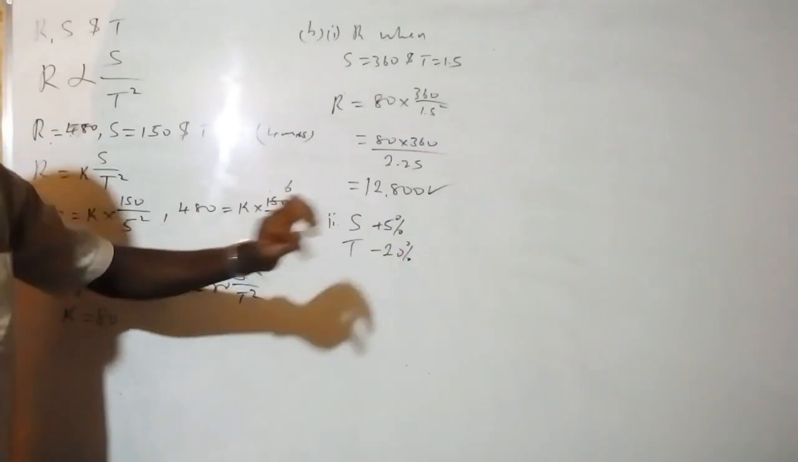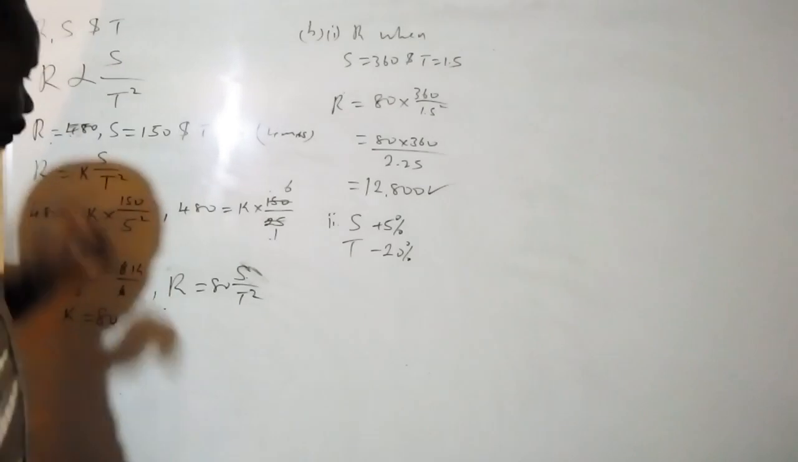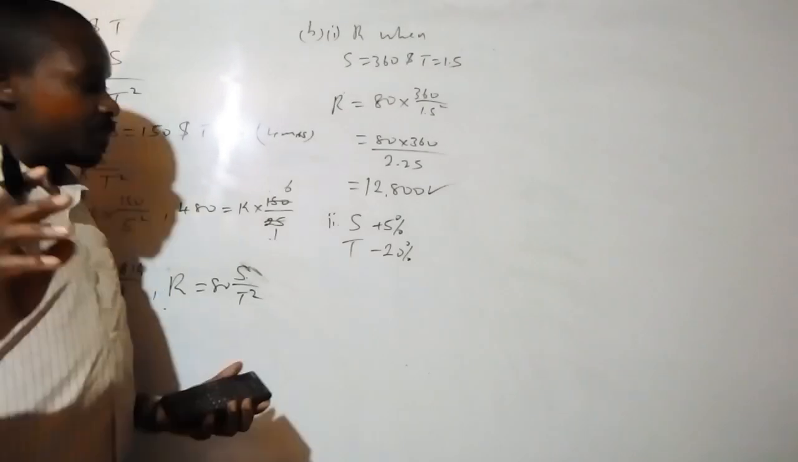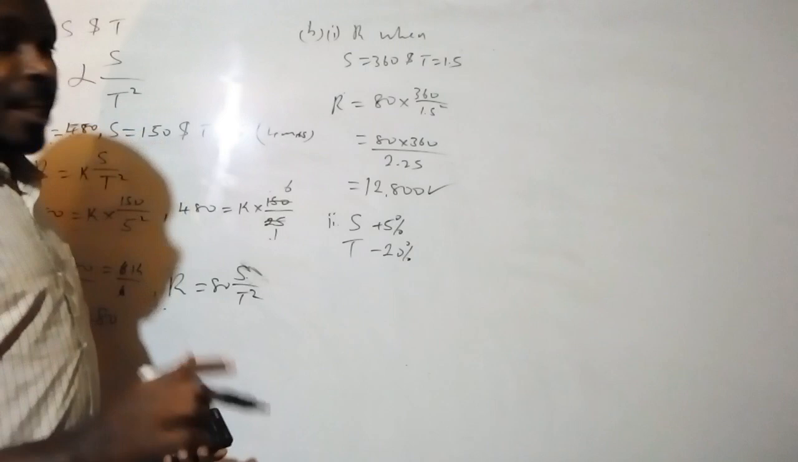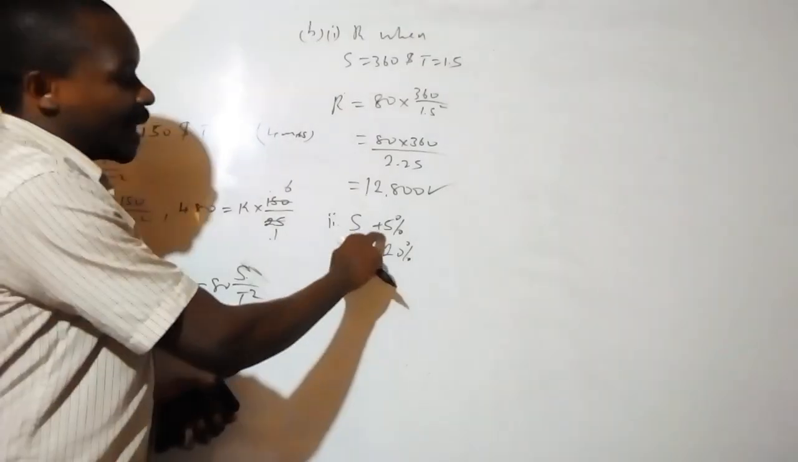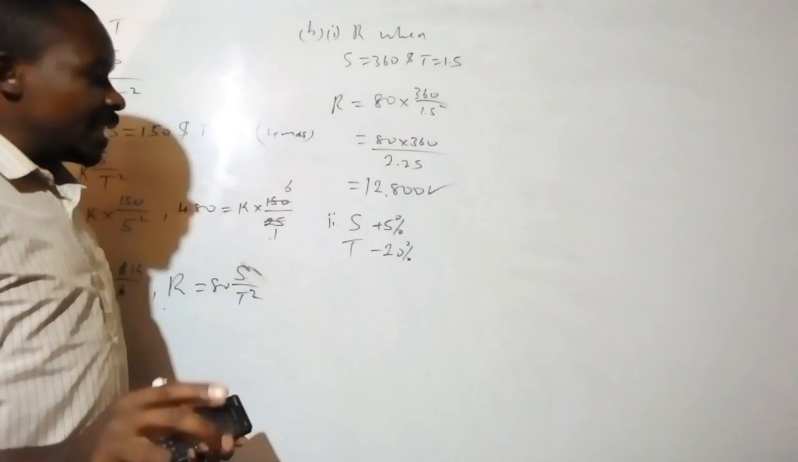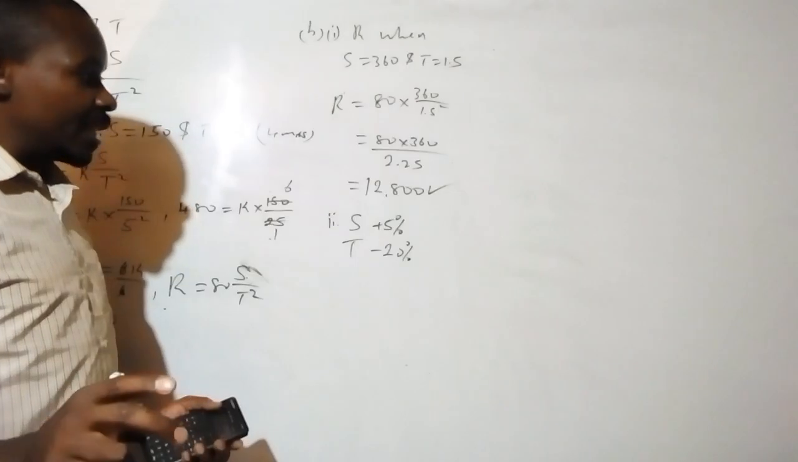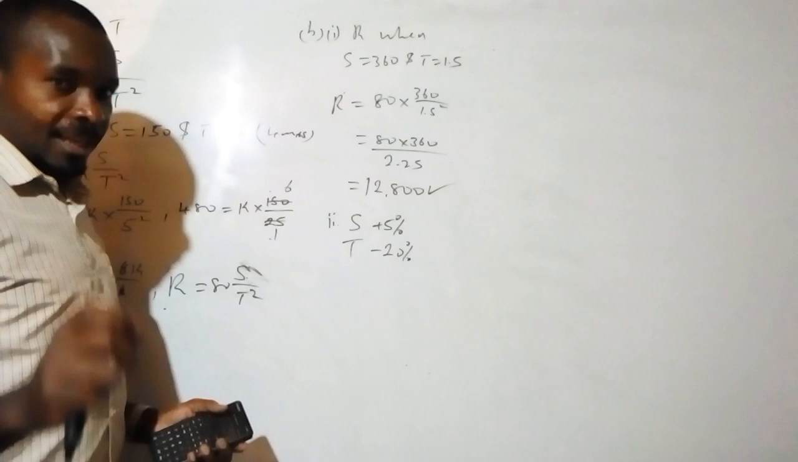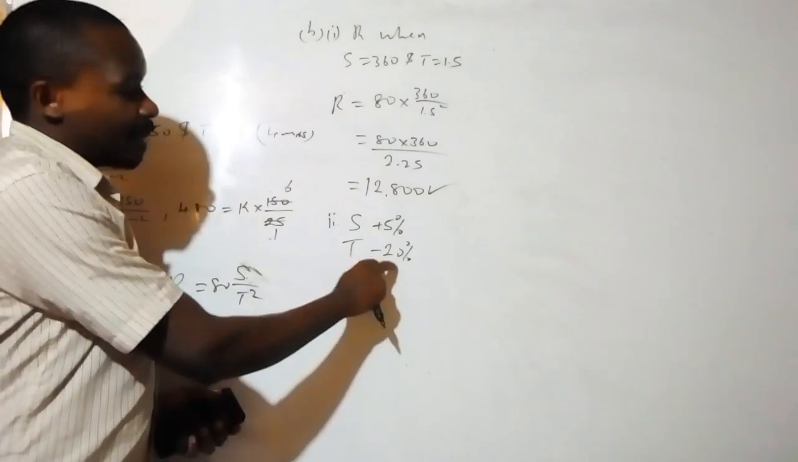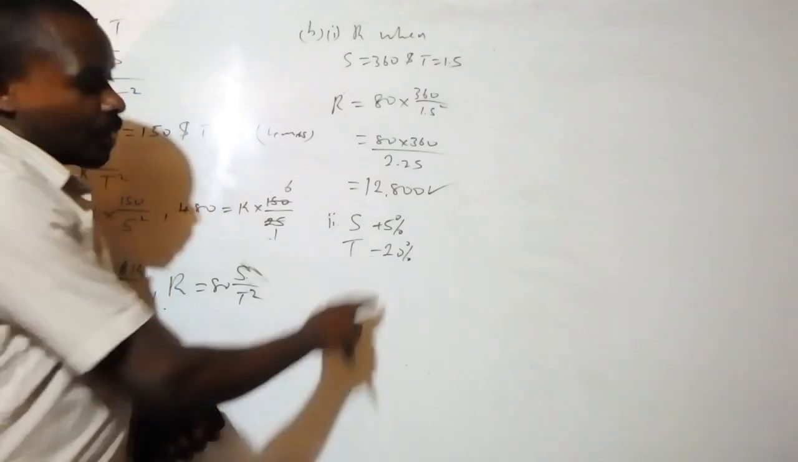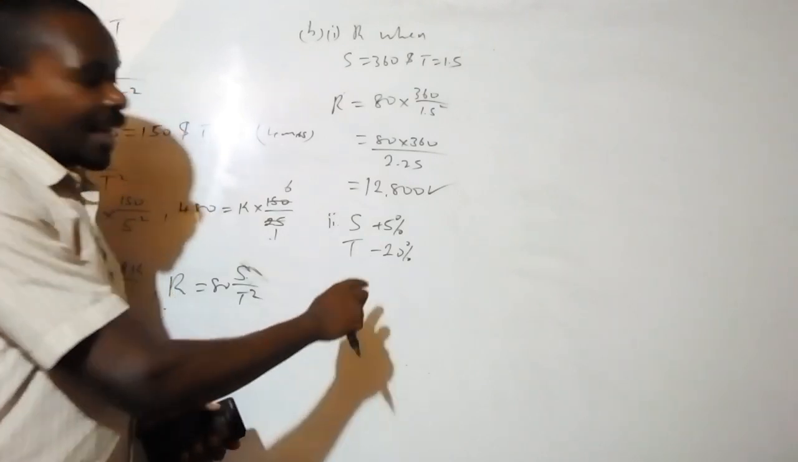What you are supposed to know is that the percentage always adds up to 100%. If you are told that it was increased by 5%, it's supposed to be 100 plus 5%, and you get 105%. If it was decreased by 20, from 100 you are going to subtract 20 to get 80%.